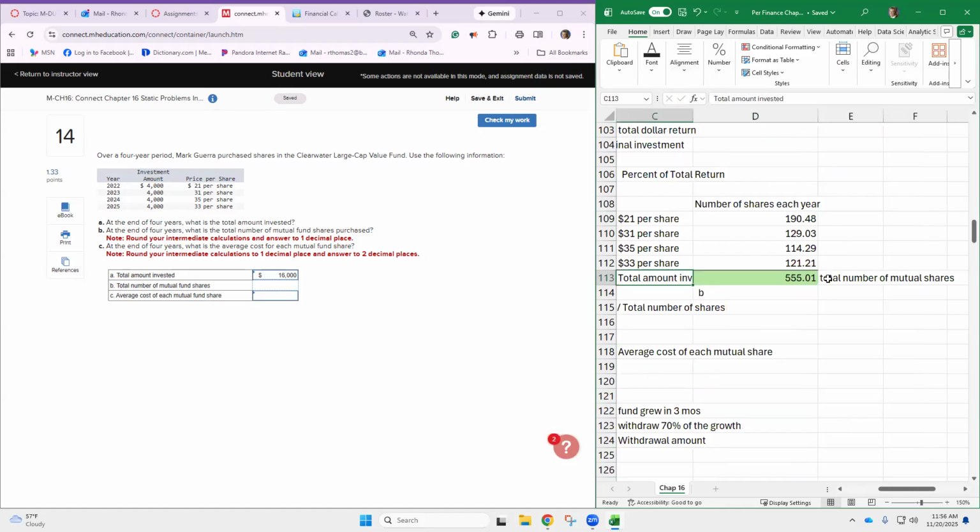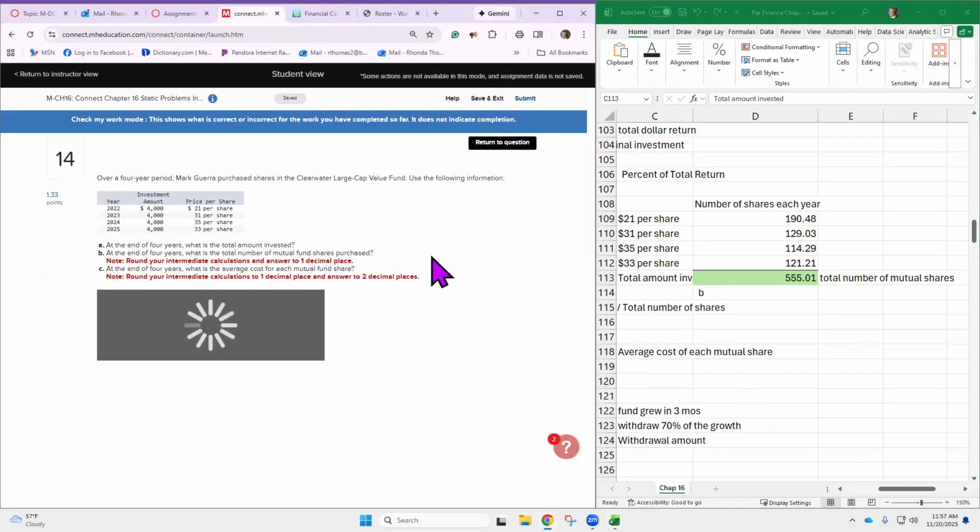Now you can't sell 0.01 of a share. It's just not possible. And so let's go ahead and put in, what did they say? At the end of the 4 years, what's the total number of mutual fund shares purchased? Round your intermediate calculation and answer to 1 decimal place. Well, I think we go backwards to 555. Okay, so I'm going to see what they say here. Could be wrong. And then we're going to take that number. Let me see if I'm right first.